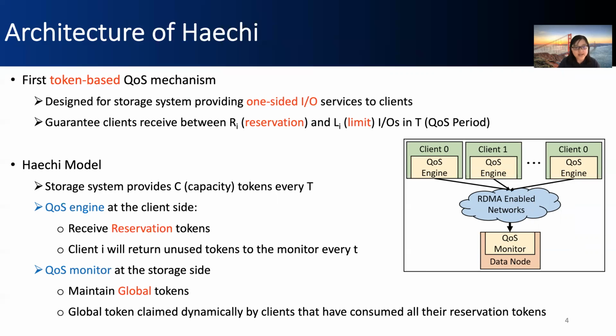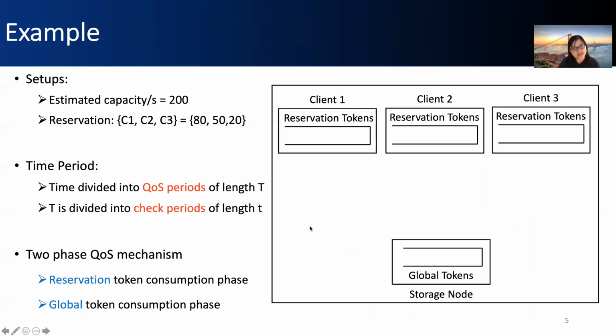Reservation tokens are assigned to the QoS engine at the client side. They can only be used by the assigned client. The client will return unused tokens in every check period within the QoS period back to the global token pool. The global tokens are the remaining tokens after reservation. They are stored in the QoS monitor at the storage side and can be shared by all the clients after they consume all their reservations. Now, let me use a simple example to show how Haechi works in one QoS period.